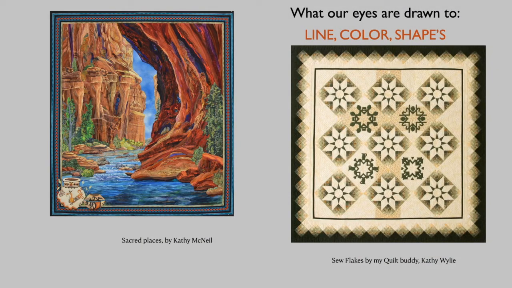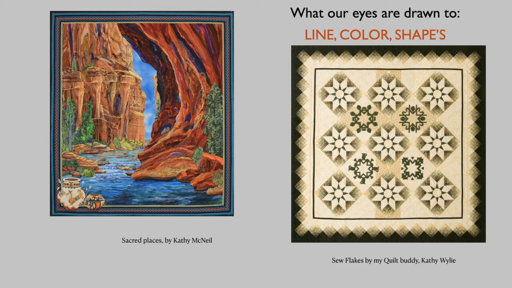When you want to increase the visual impact of a quilt, it's helpful to know what our eyes are drawn to. Line, color, and shapes give our brains critical information as to what we are looking at. If we can incorporate interesting lines, interesting shapes, and interesting colors into our designs, then they have a high rate of being successful.